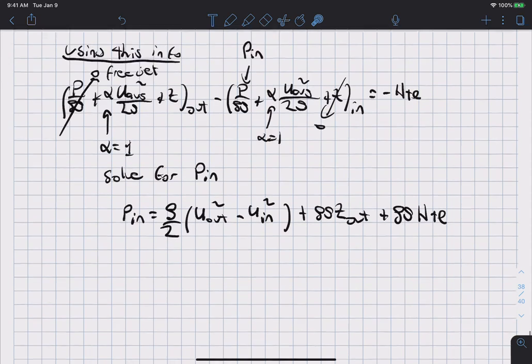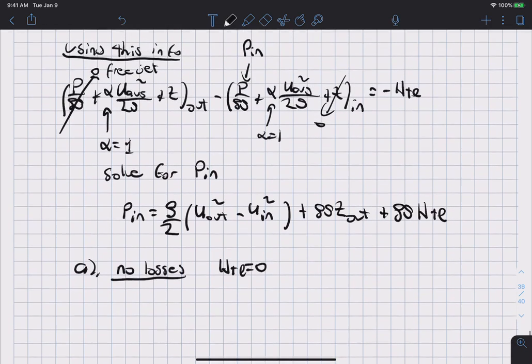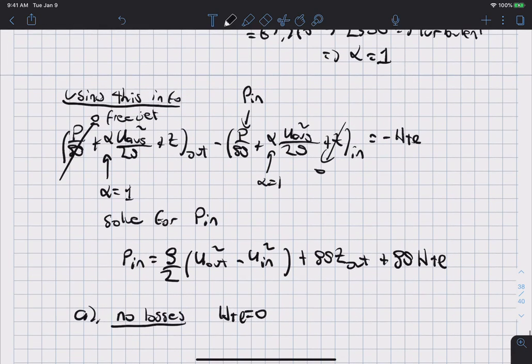So we are ready for part A. For part A, no losses implies that the head loss is equal to 0. I'm going to scroll up again, and this energy equation here, if the head loss is 0, actually just turns into the Bernoulli equation if alpha is equal to 1.